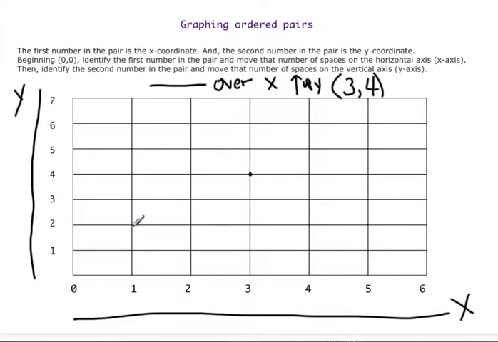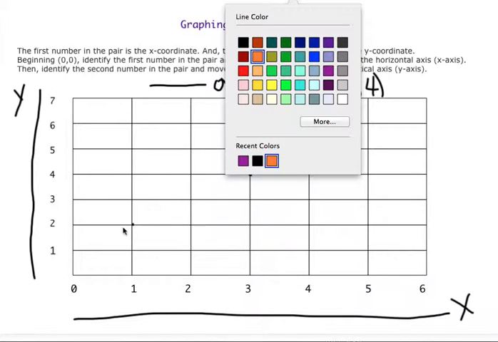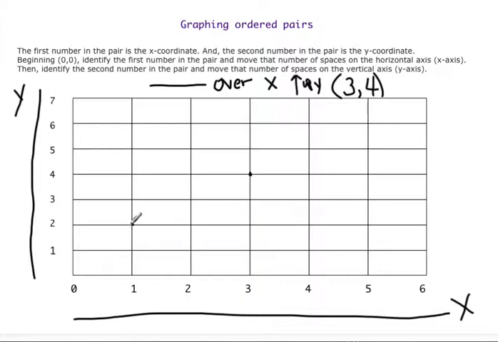If I have another one, and I'll change the color just so that it's easier to identify. Well, first I'll erase that one, then I'll put the orange. So I'm going to go over first on my X-axis. So I'm going to go over, and I see that it's on the 1. I'm going to go up on my Y, and this coordinate plot point is 1, 2.